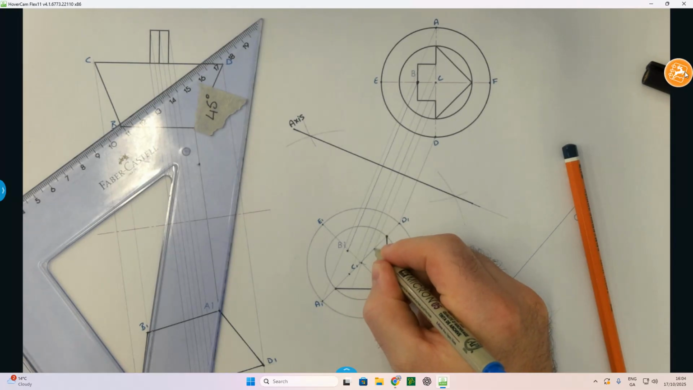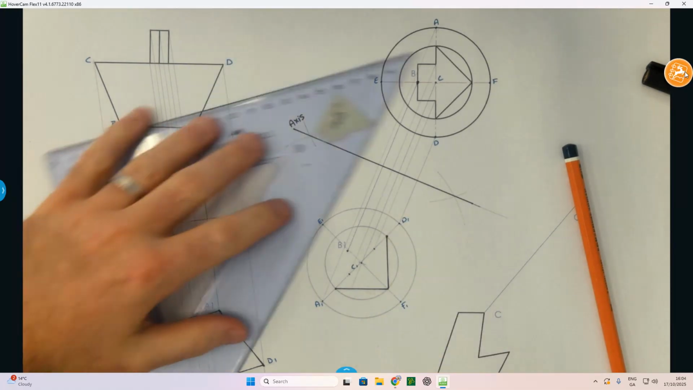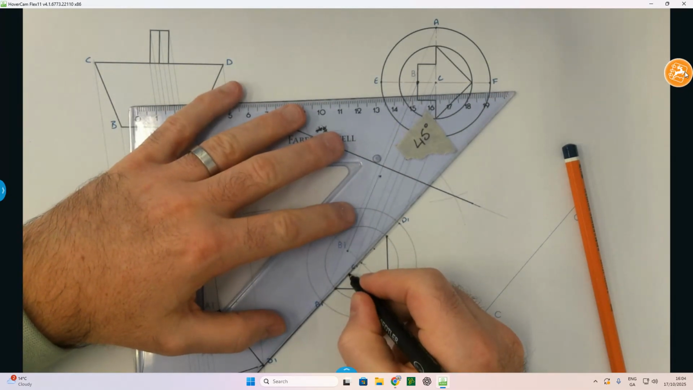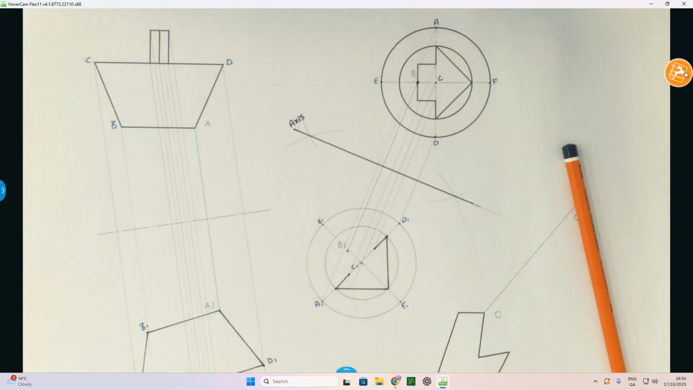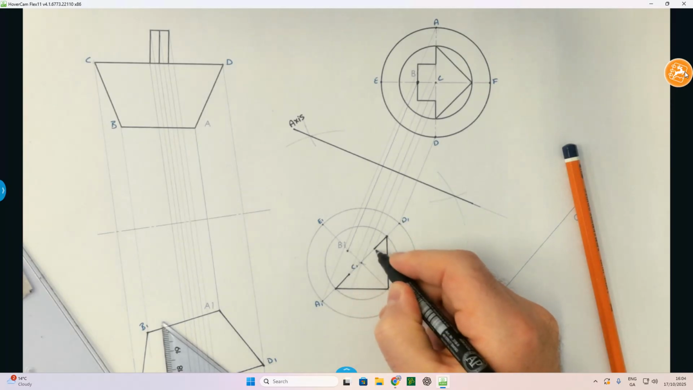There we go. And there we go. And I can see how far I have to heavy it in. There and there. Okay, now I know the lines are going to end up going out like this.